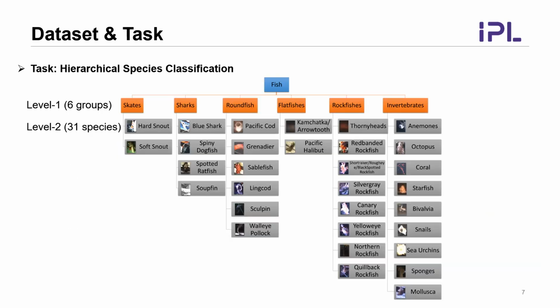Our task is hierarchical species classification. Here's the hierarchical structure of our dataset. There are 2 levels. The first level has 6 groups, and the second level has 31 species in total. So traditional flat classifiers cannot be directly used on our task.